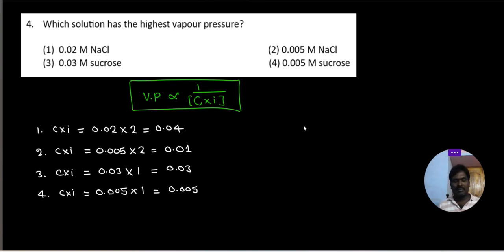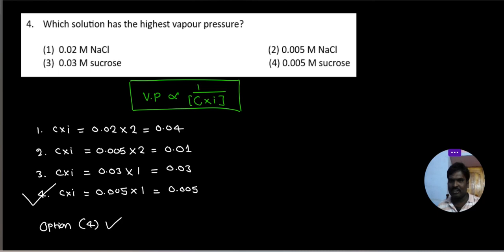So here, highest vapor pressure of solution means, since it is inversely proportional to C into I, the lowest C into I. So lowest C into I, which is the right answer? Option 4 is the right answer. Lowest C into I means highest vapor pressure of solution. So I hope everyone understood these relations.